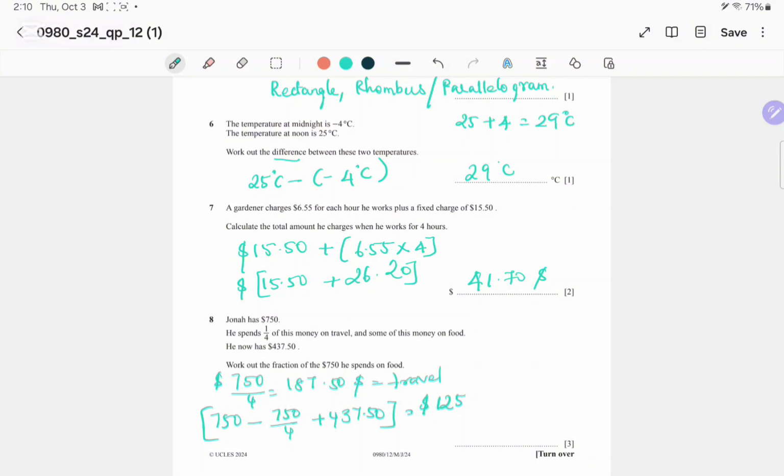You will get, that is 750 minus 187.50, we get 562.50. With these two subtractions you will get this answer. And the remaining amount you have to subtract. I made a plus sign here. He has remaining 437.50, so subtracting all this amount, you will get around $125. Now make the ratio to get the fraction. $125 divided by the total amount 750, you will get the division value of 0.1666.